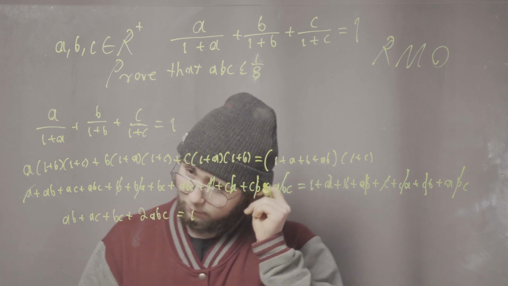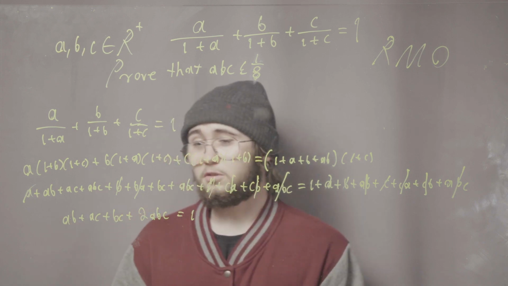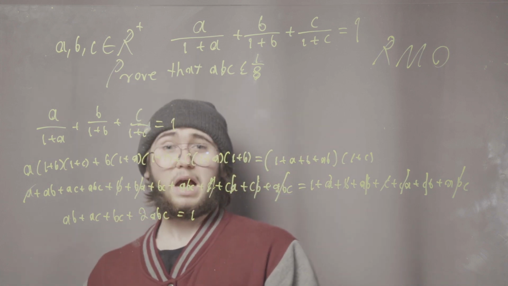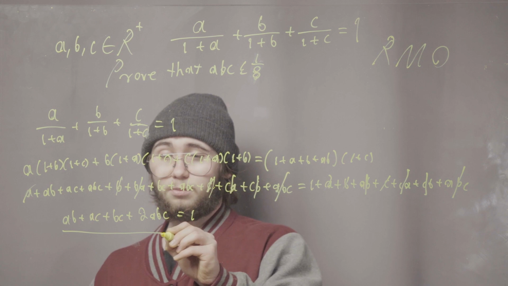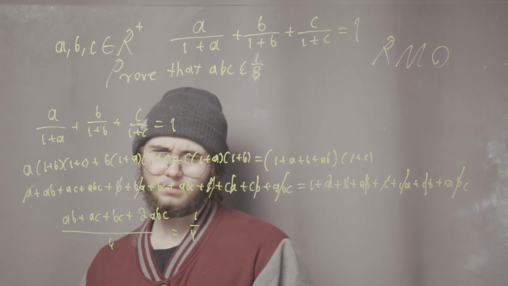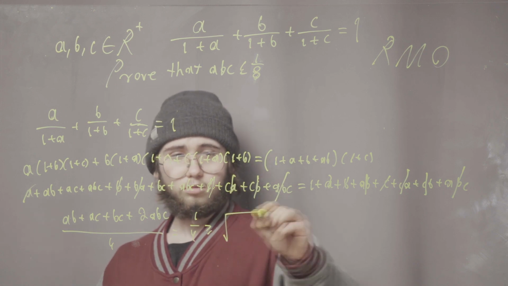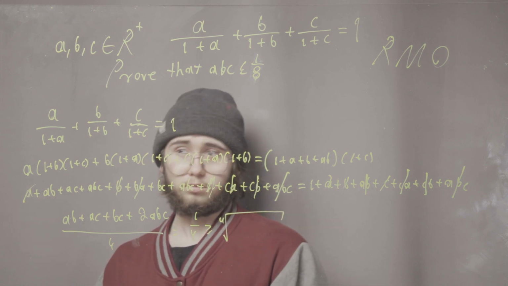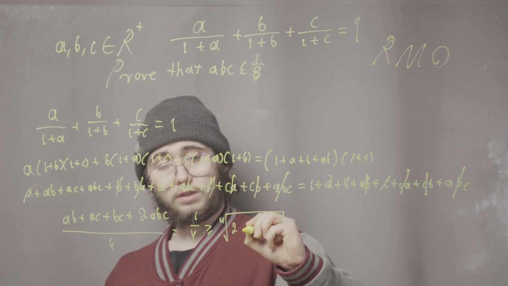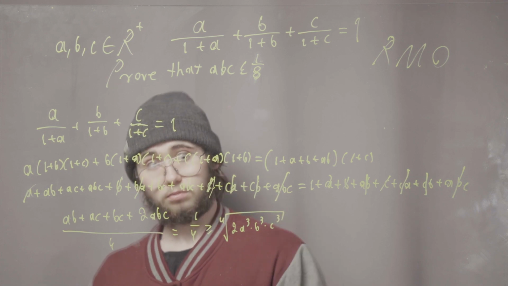But now, I would like to do one thing here. Because those are three numbers, maybe it would be nice to use something like the arithmetic geometric mean here. If I divided both sides of this equation by 4, then I would get 1 over 4 on the right hand side. But this is greater than or equal to the fourth root of AB times AC times BC times ABC. So this is just 2 times A cubed times B cubed times C cubed.